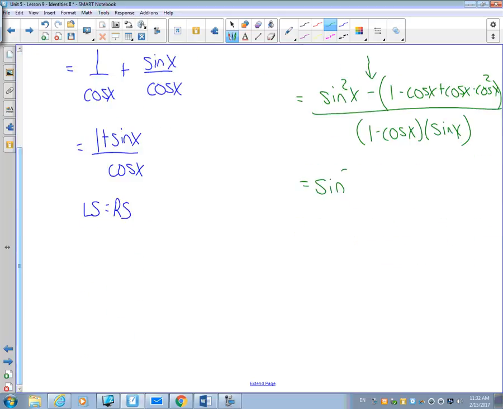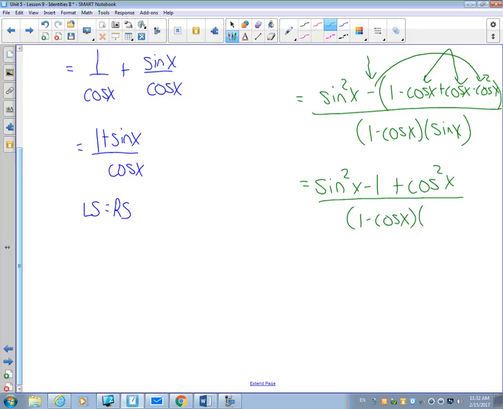So I have sine squared minus 1. These two things will cancel each other out, right? And then I have minus, but it's minus negative. So plus cos squared, all over (1 minus cos x) times sine x. Okay, what do I have on top? Well, I have a mess of things, but if I'm a little sneaky for a second here and just change the order, we might recognize something familiar.